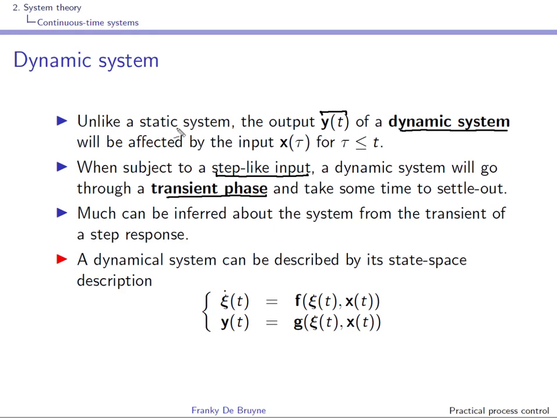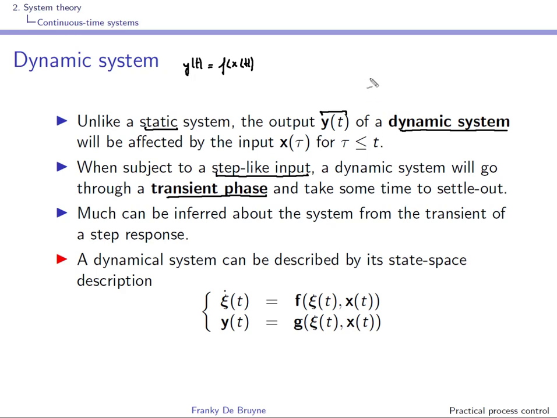This will be very different for a static system because the output at time t only depends on the input at time t. It reacts immediately. It does not have memory. So if you look at the step response, and more in particular if you look at the transient of the step response, you can learn a lot about the dynamic system. The step response is kind of the signature of the system.